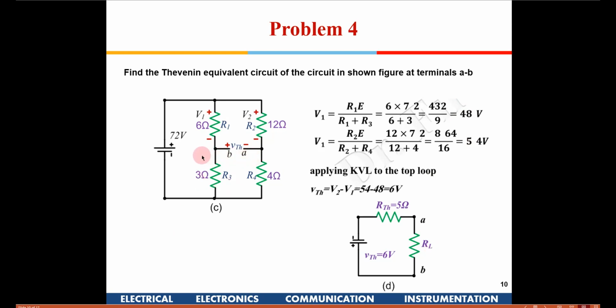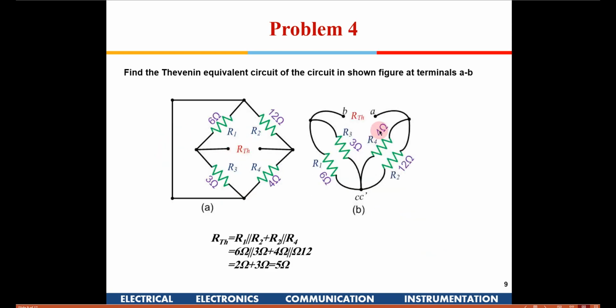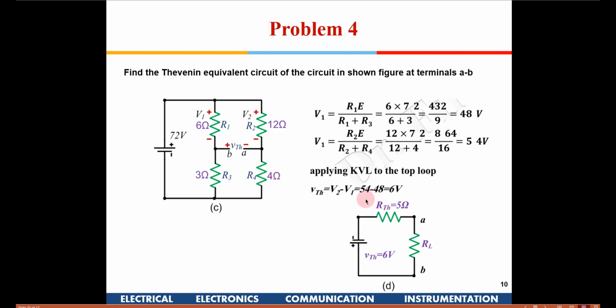Similarly, to find the Thevenin resistance, if we short this, it becomes a similar circuit like we did here. So this and this are in parallel, this and this are in parallel, and then you take the total resistance. Here 12 and 6 will be in parallel, 3 and 4 will be in parallel, and then the combination will be in series. So you will get 5 ohms. This is the same problem which we did.